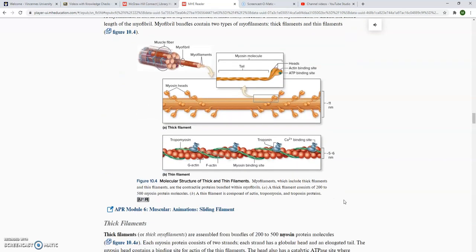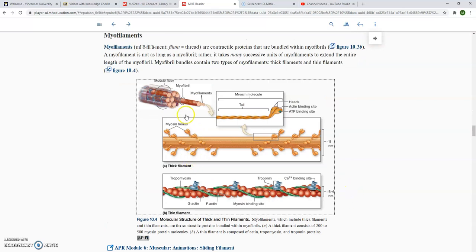Okay, so I'm going to go down a little farther to the myofilaments. This is just like a smaller version of that picture that we were just looking at. And those are the little myofilaments. If we pull those little myofilaments out and magnify them, this is what they look like. And again, there's two types. There is one called a thick myofilament, or just thick filament.